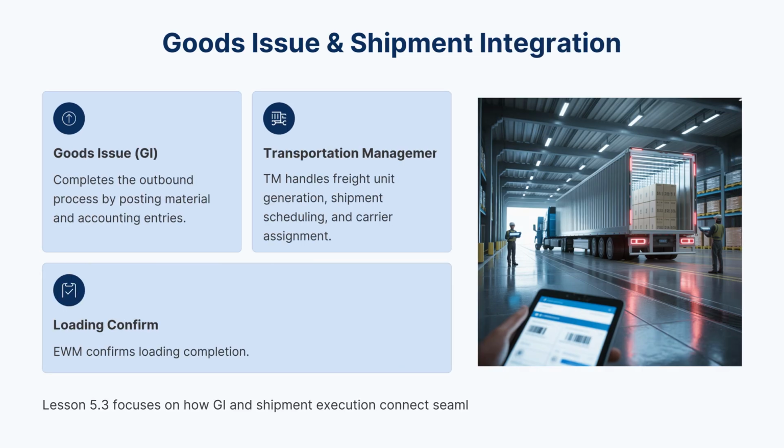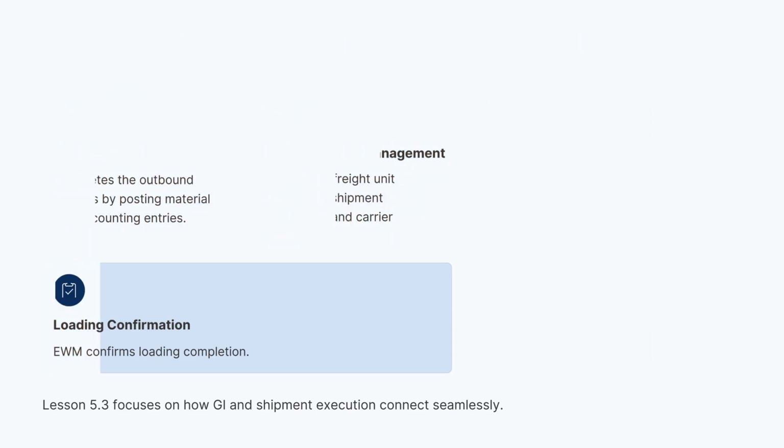Goods issue and shipment integration. The goods issue step finalizes the outbound flow. It triggers accounting entries for inventory reduction and integrates directly with transportation management for freight planning and carrier assignment. EWM confirms the physical loading and dispatch, ensuring both system and warehouse are perfectly aligned.